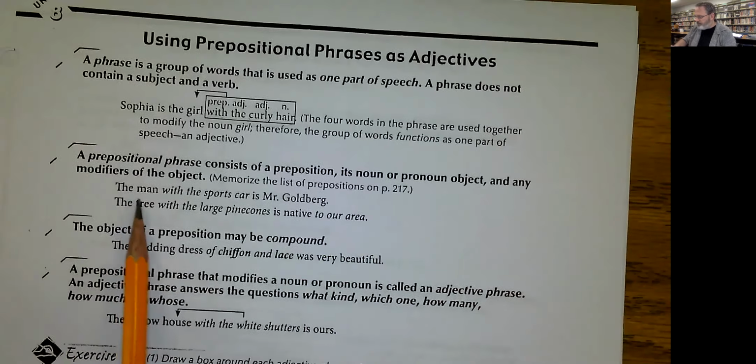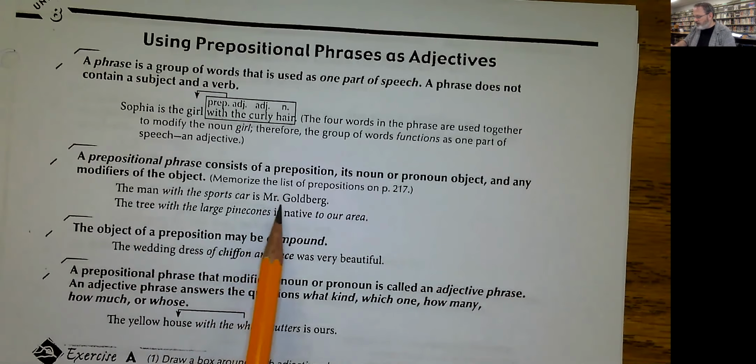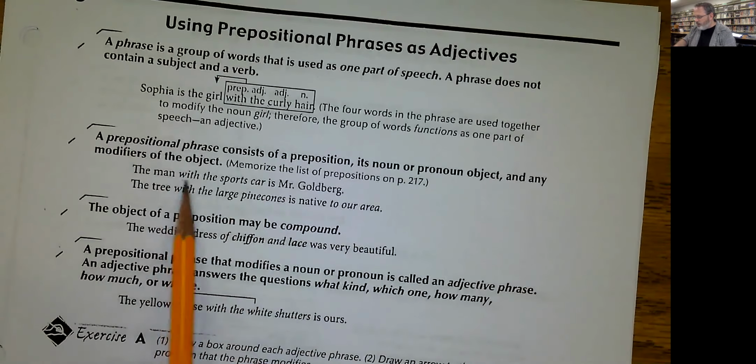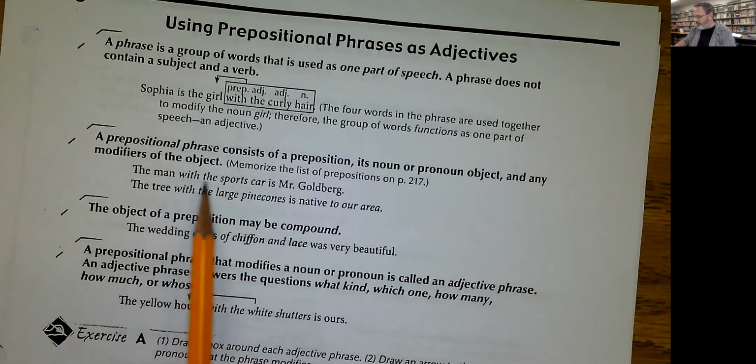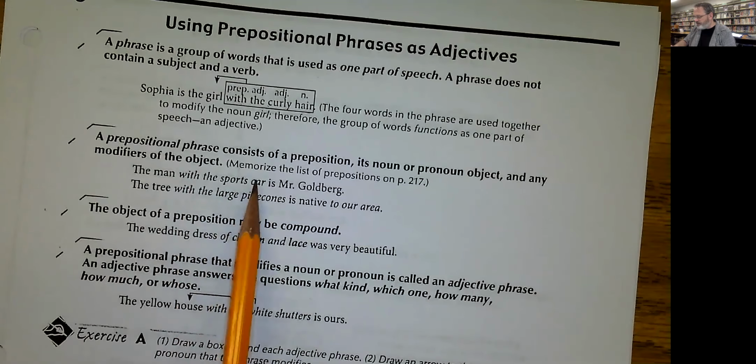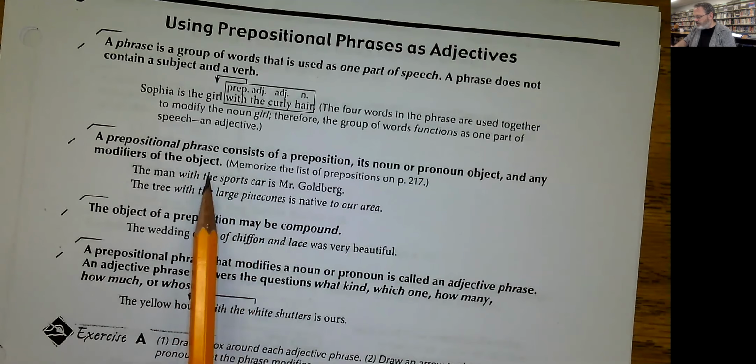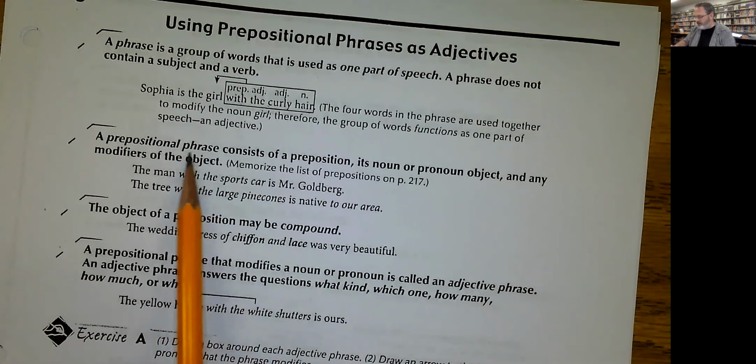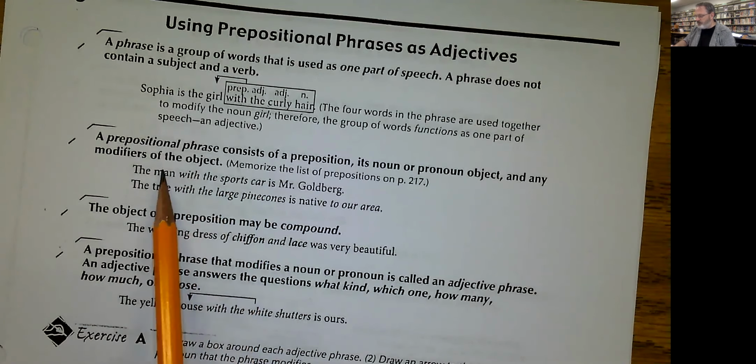In this example, the man with the sports car is Mr. Goldberg. With the sports car, it's a prepositional phrase. There's your preposition. There's the object of the preposition. These two words are adjectives describing car. That whole phrase together is an adjective describing man. Which man? The man with the sports car.